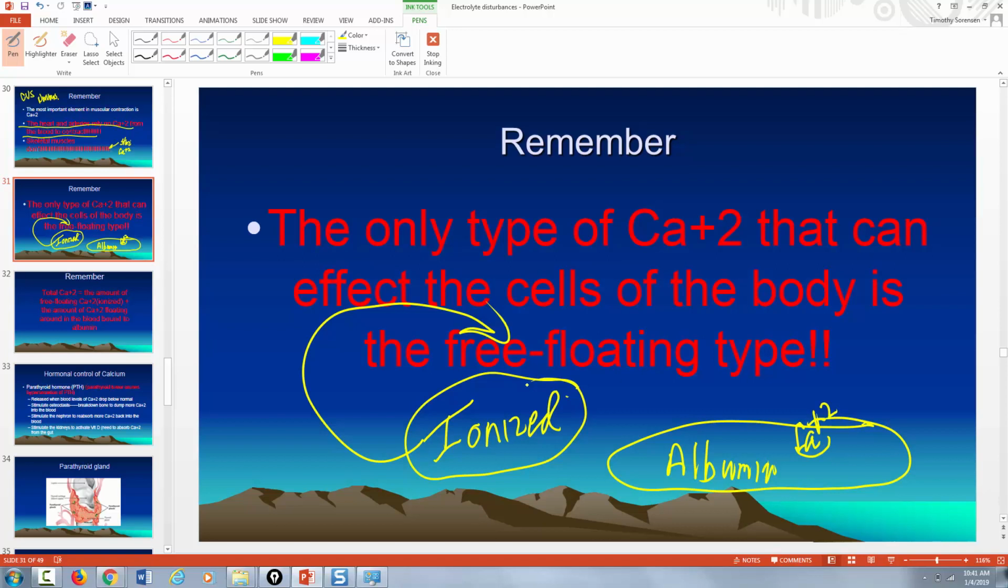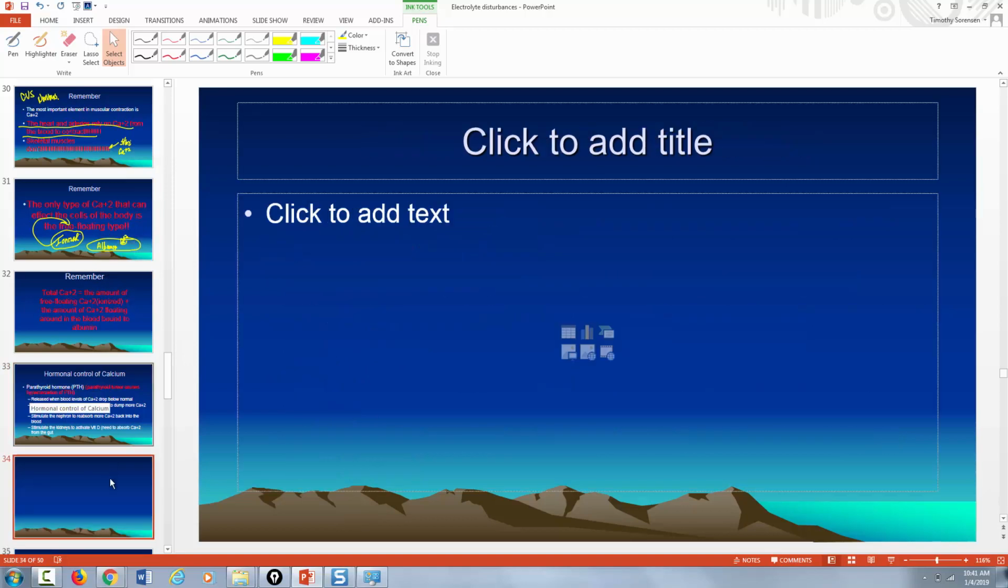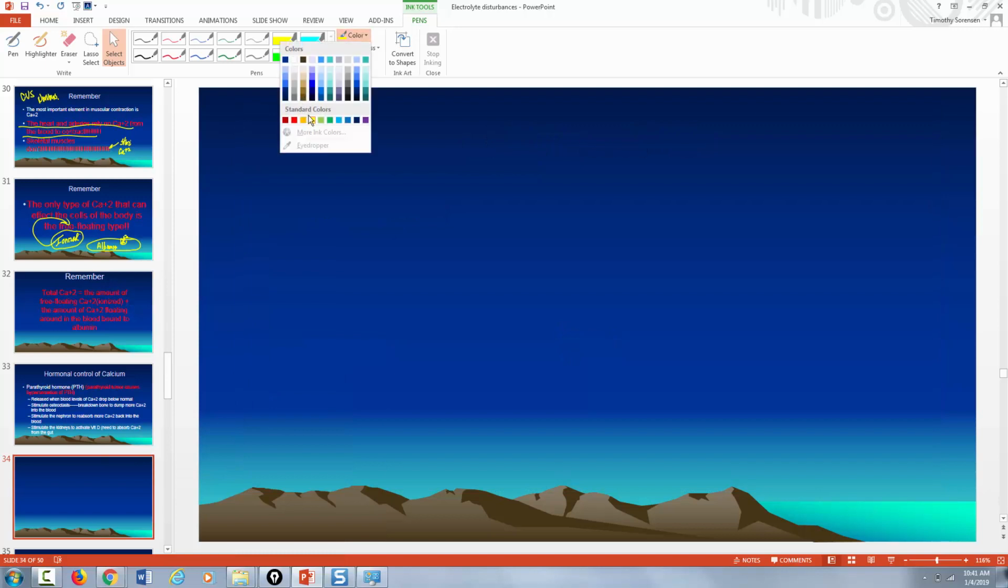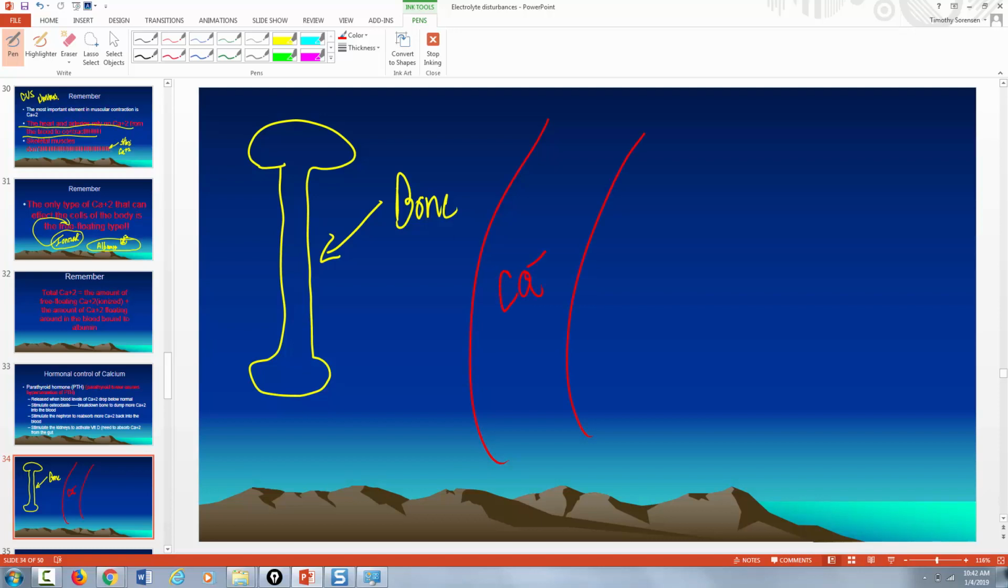And remember, the body does stuff that makes sense. So look, watch. Where do you store most of your calcium? I apologize for the drawing. You store it in bone. 99% of all your calcium is in bone. What we're talking about is calcium that's in the blood.